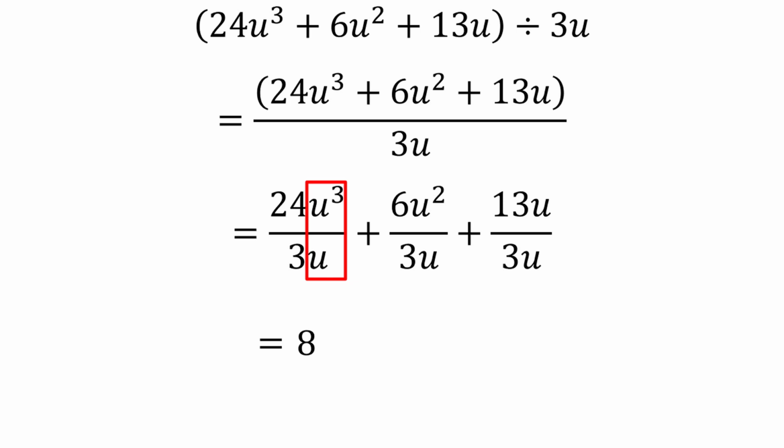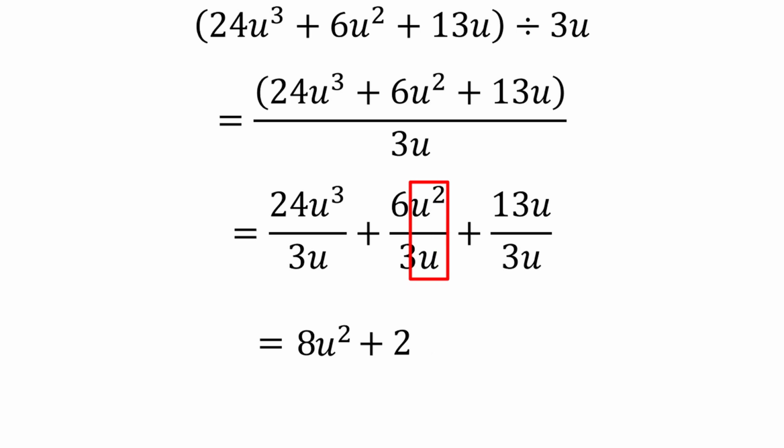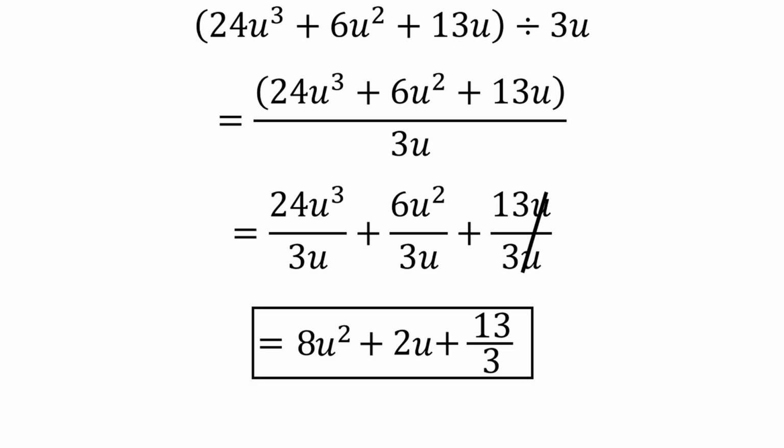For the first term, we know that 24 over 3 is equal to 8. For the u's, recall that when variables are divided, we can subtract the exponents in our simplification. So u to the third divided by u is the same thing as u to the 3 minus 1 power, since u by itself is u to the first power. That simplifies to u squared. 6 over 3 in the second term simplifies to 2, and the u term simplifies to just u, since 2 minus 1 is equal to 1 when we subtract the powers. The constants in the last term can't be simplified, and the u's cancel each other out, so we are left with 13 over 3. Altogether, our answer is 8u squared plus 2u plus 13 over 3.